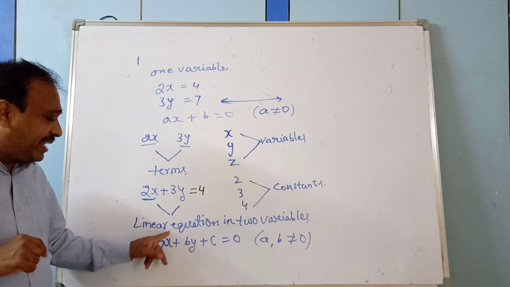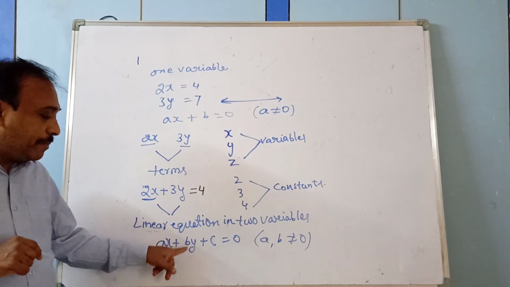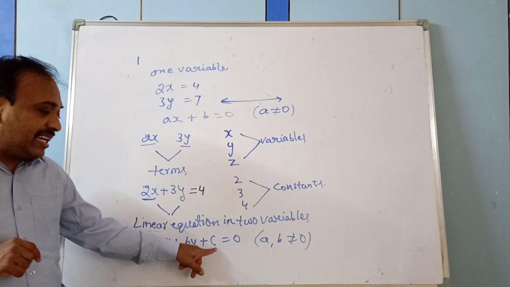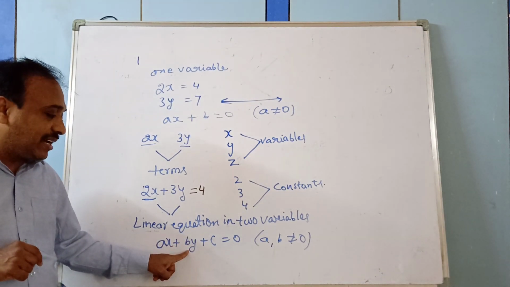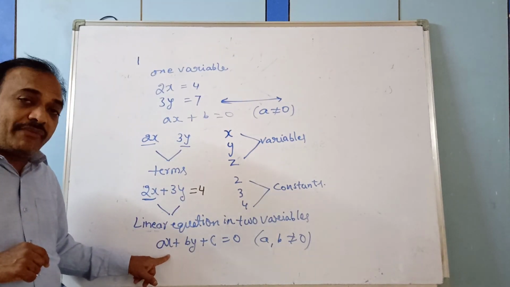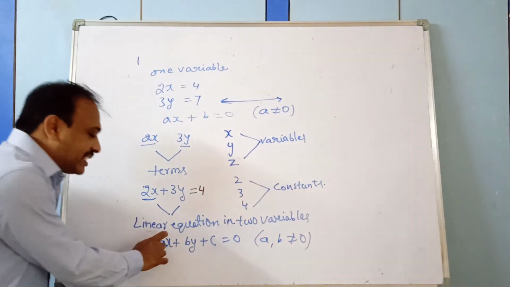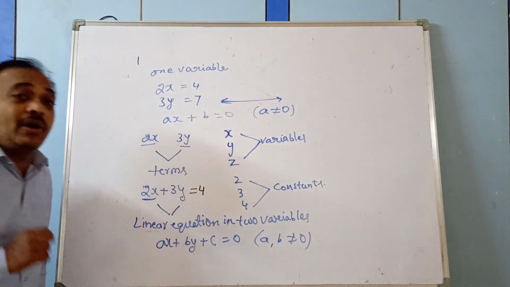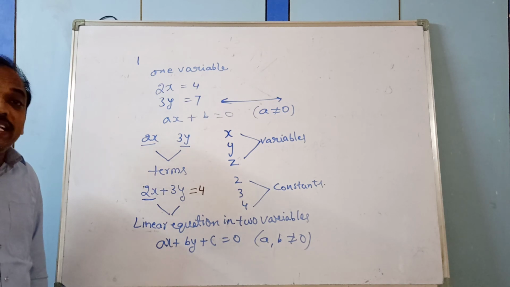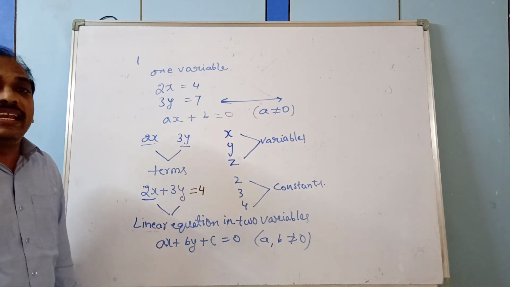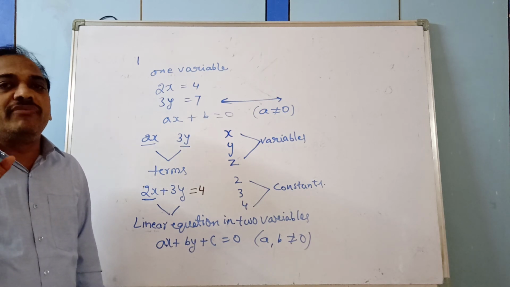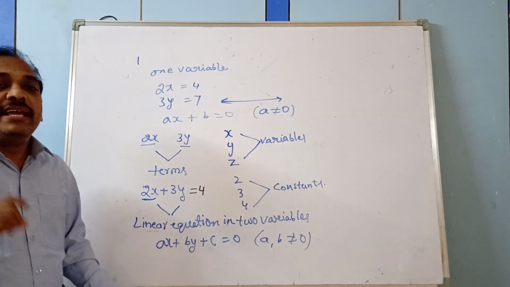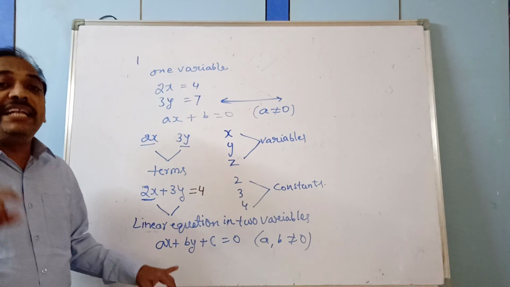Here, a is the coefficient of x, b is the coefficient of y, and c is a constant value. You see the power of the variable. Power is 1. So that's why it is called linear. The highest power, the degree of the equation, is 1. So linear equation in two variables.